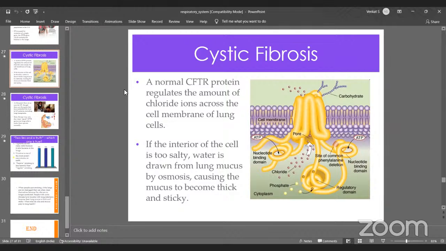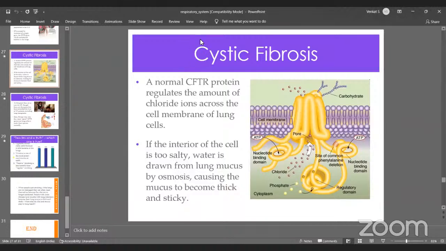Next is cystic fibrosis. If the interior of the cell is too salty, water is drawn from lung mucus by osmosis, causing the mucus to become thick and sticky.